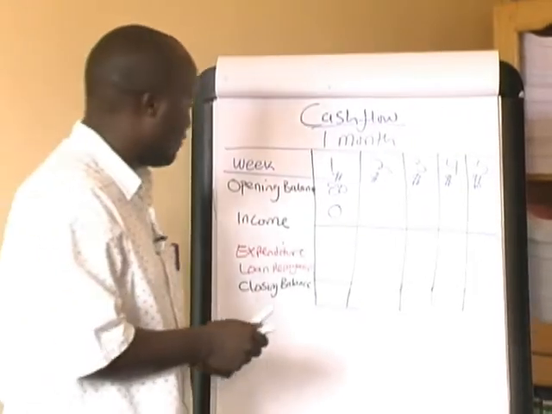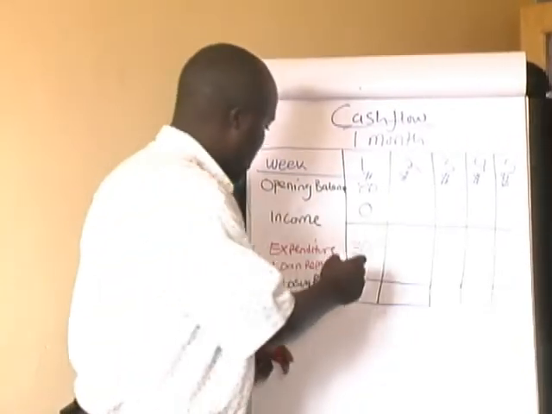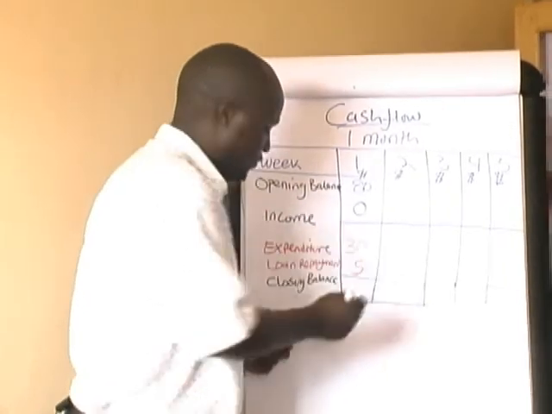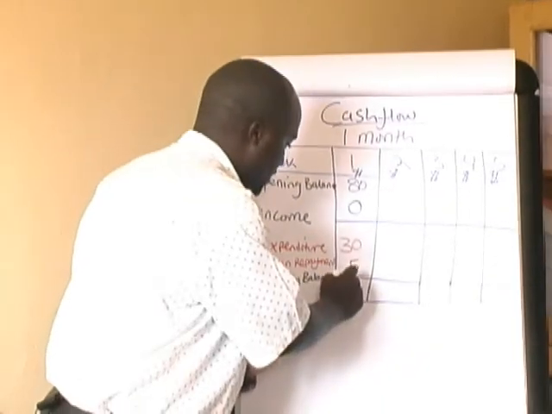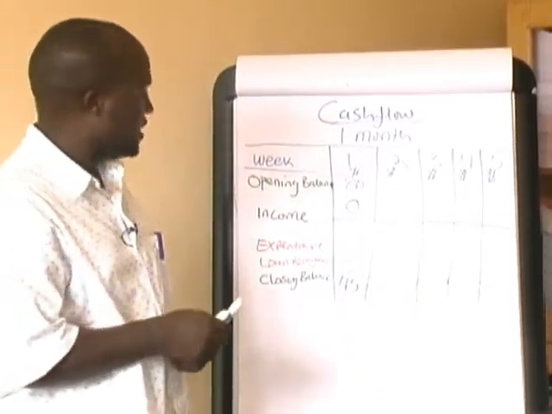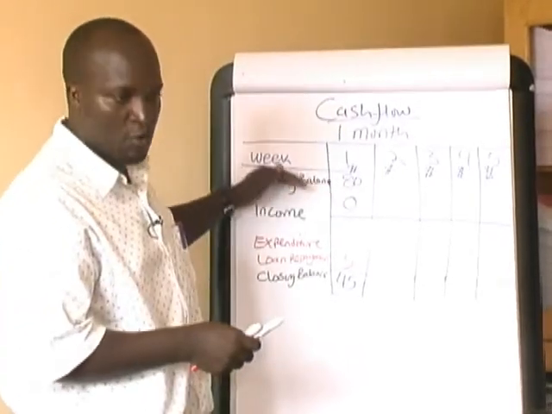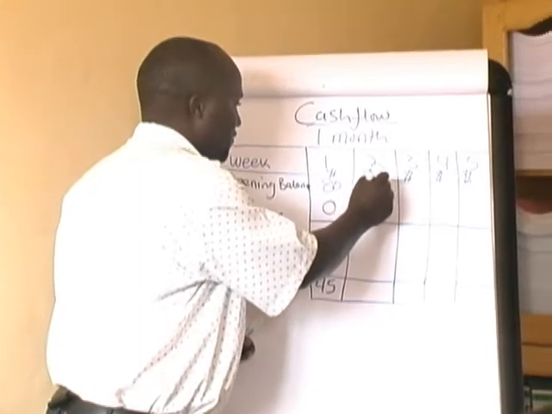So assuming that you have paid, your expenditure is $30, and then your only payment is $5. You find out that by the time you end the week, you have $45 remaining. Now, your closing balance will always be your opening balance in the second week. When you open the next week, you start with 45.